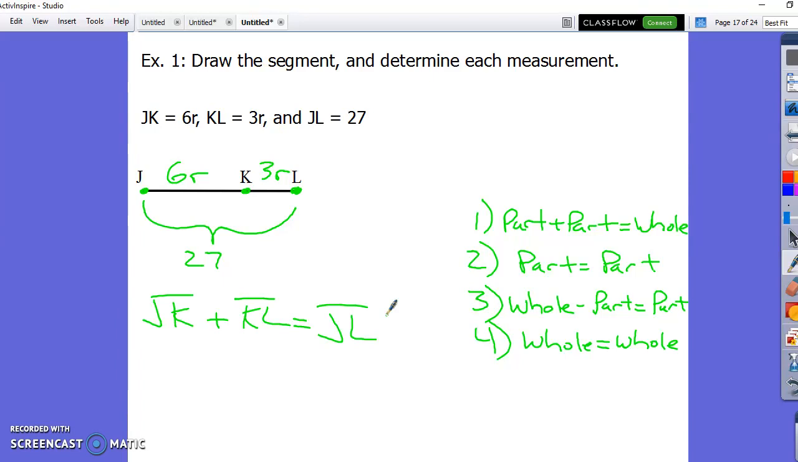so now we have our formula. The next thing that we want to do is we want to substitute. Okay? And so, Annie, what does JK equal? Right. So all I'm going to do is put 6R here, and then what's KL equal? 3R. And so I'm going to substitute that, and what does JL equal? 27.